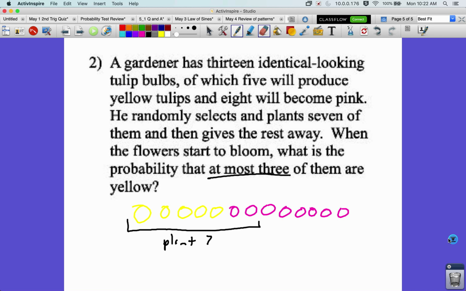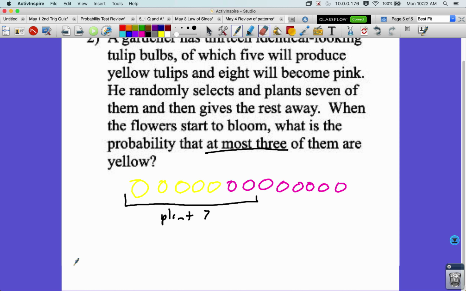So we can do 0 yellow, 1 yellow, 2 yellow, 3 yellow. That's 4 different probabilities. Or we could do the probability that 4 yellow, 5 are yellow, and subtract from 1. I think that sounds better. So let's set up our equation. We're going to do 1 minus the probability that 4 yellow, and then 5 are yellow. And then we can stop because we only have 5 yellow possible.